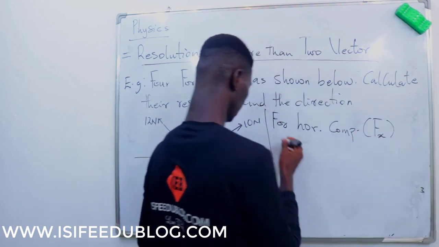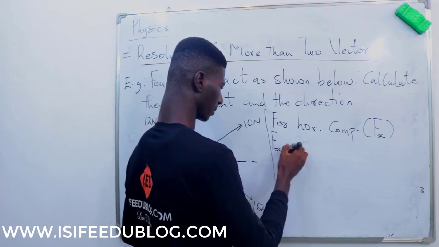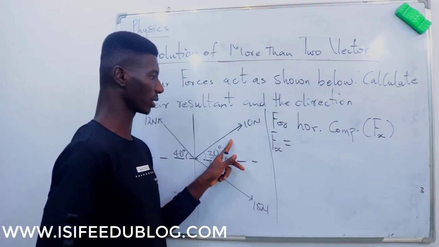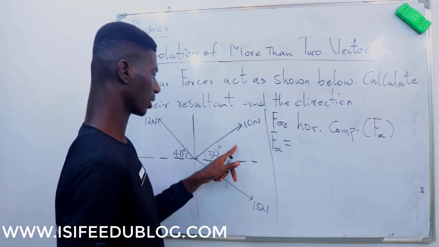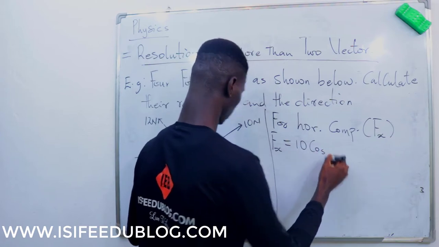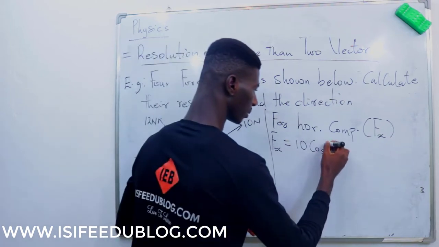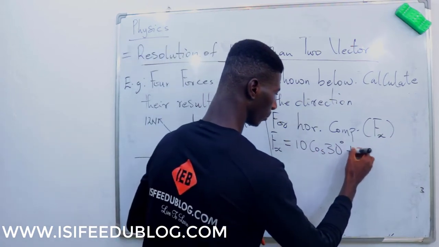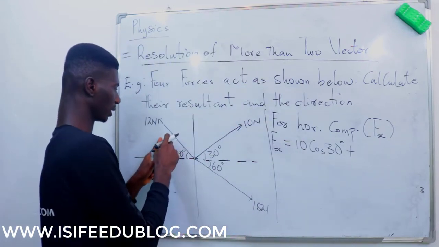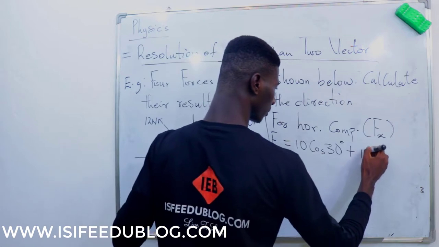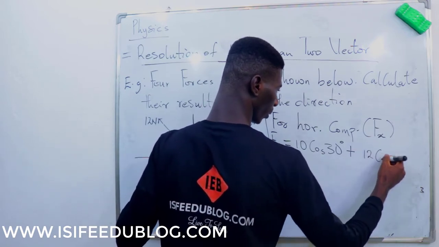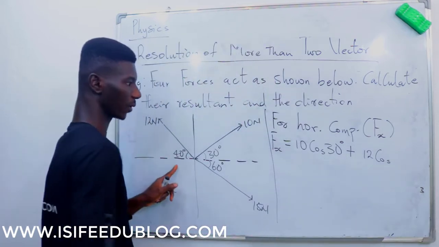That is f sub x. We have f sub x is equal to, here you use cos to resolve for horizontal component. So cos is positive here, so we have 10 cos 30 degrees plus, there is nothing here. Move over to this, we have 12 cos 40 degrees.